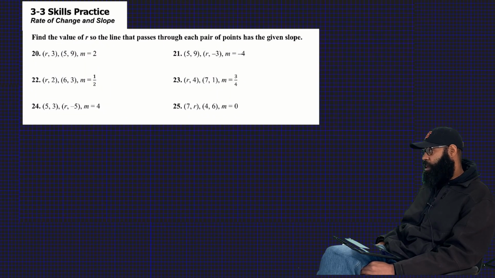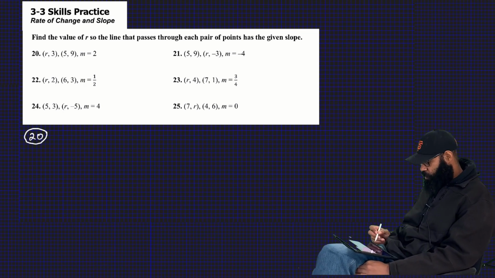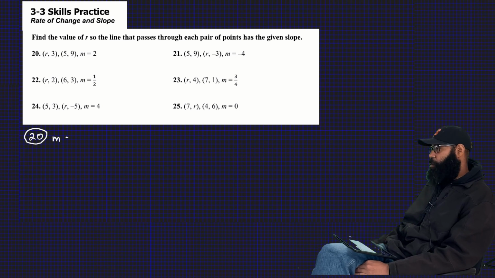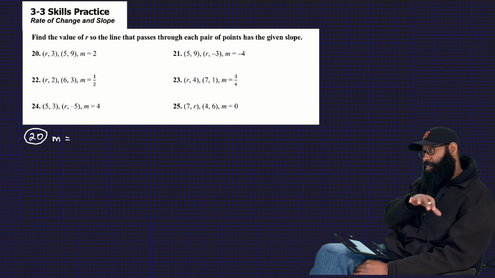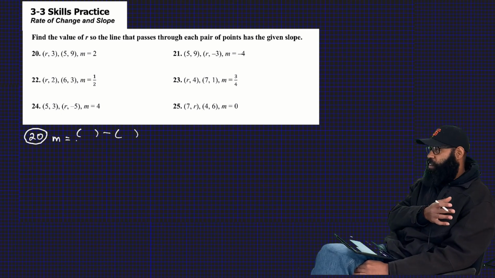And again, in this portion seems as though we are going to be finding the value of one of the coordinates given the slope. Find the value of r so the line that passes through each pair of points has a given slope. So I love these types, man. So number 20, I look at it as kind of a figure me out, right?